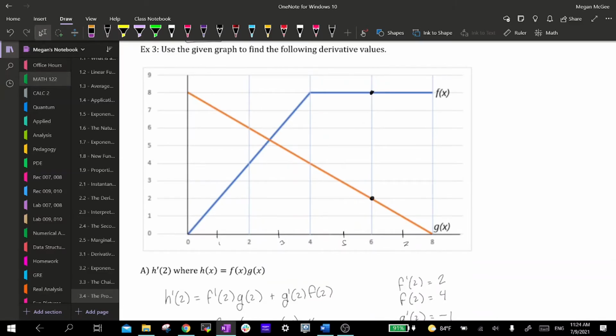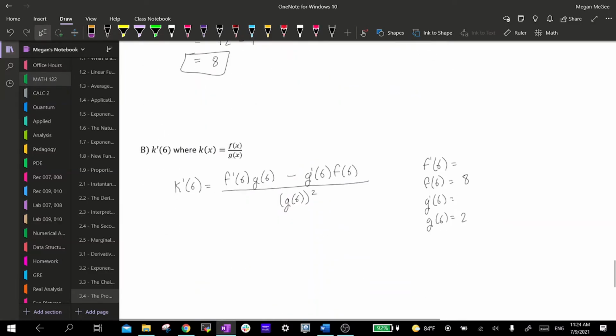So g of x, our slope has not changed. It's still over 2 and down 2. So it's still negative 1. Our slope at f of x, however, is a horizontal line. So this is a slope of 0, right? So f prime of 6 is 0, and g prime of 6 is negative 1.